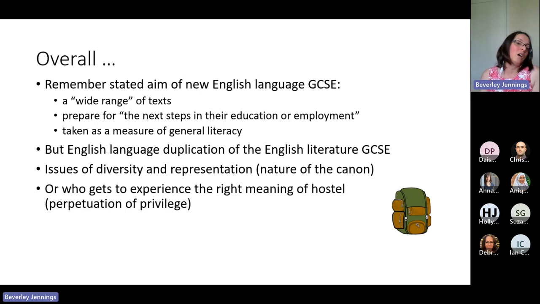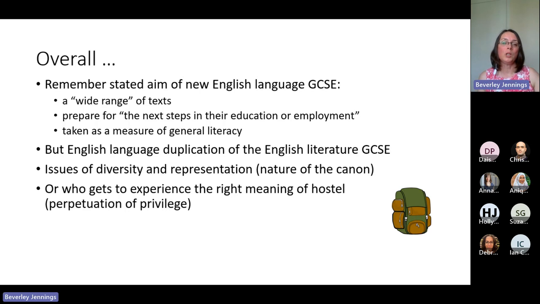And at the moment, it's taken as this general measure of literacy ability for jobs and for courses. But it seems to be pretty much duplicating what is on the English literature GCSE, if it's very focused on older literary texts. So I think there's a big issue of diversity and representation there because of the nature of the literature canon. It tends to be very Eurocentric, what's taught, very male and very middle class. So it's a real shame that that lack of diversity and representation is going to be repeated in a second GCSE.